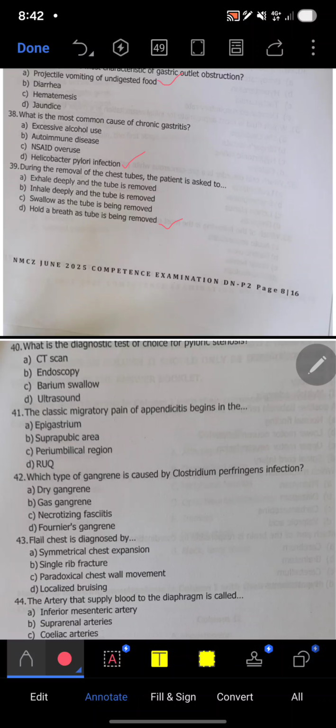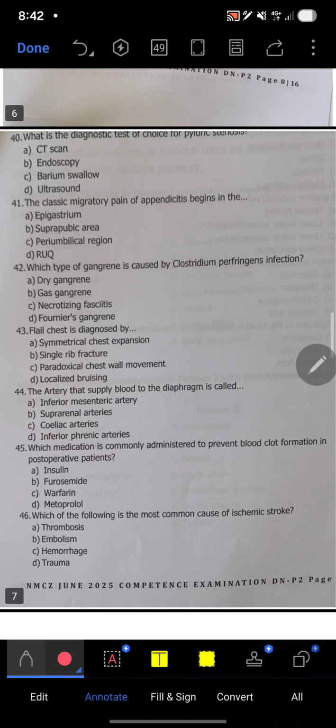Okay, so we go to the next question, which is 40. What is the diagnostic test of choice for pyloric stenosis? The correct answer is D, which is ultrasound.